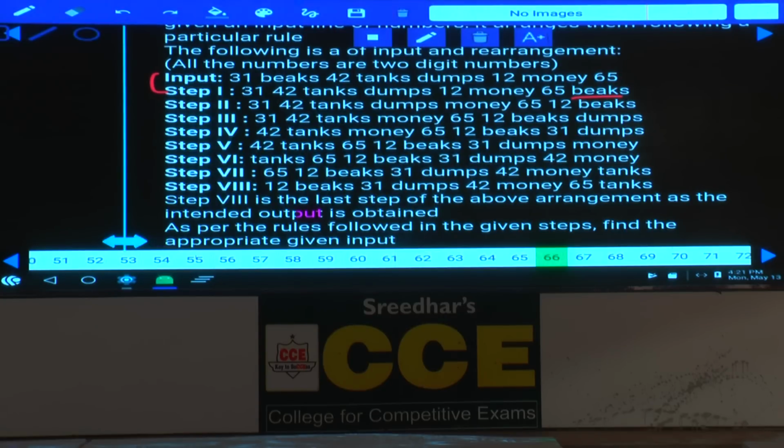All the remaining were shifted to the next position, isn't it? Then after this beaks, what is the next one here? 12. In step 2, the least number. First word, next number, and in step 3, then the next word to beaks is dumps. And what is about step 4 here? In step 4, the previous number is 31 and so on. And so on, the number and word are arranged from the right hand side, and in further steps they were shifted to the left hand side. All these 5 questions are based on the same logic, 66 to 70.